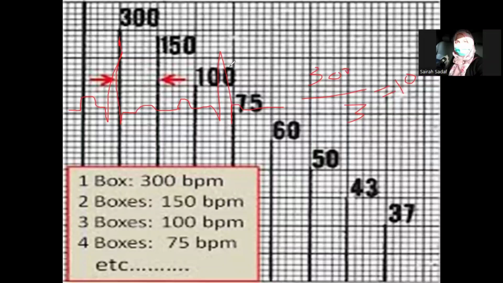So let's say the R wave is here, over here. Now you have to calculate the boxes. 1, 2, 3, 4, 5. Now what you have to do? You have to divide 300 by 5. You will get 60. So it means the heart rate of the patient is 60 per minute. Got it?